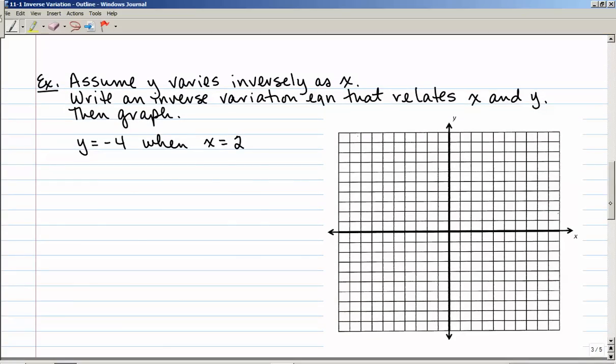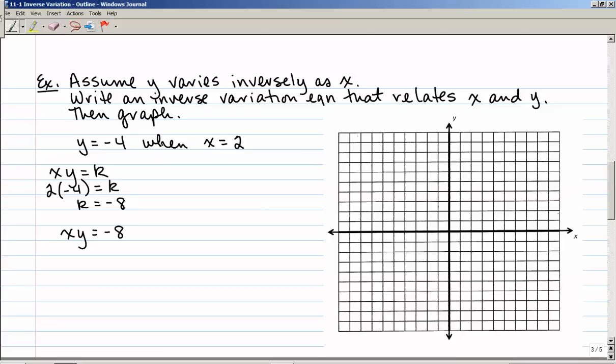Here's another example. Assume that y varies inversely as x. Write an inverse variation equation that relates x and y, and then graph. So this is going to be inverse variation, xy equals k. So let's plug in those numbers and multiply them. So x is 2, y is negative 4. That's my k. So my k is negative 8. So my inverse variation equation is xy equals negative 8.